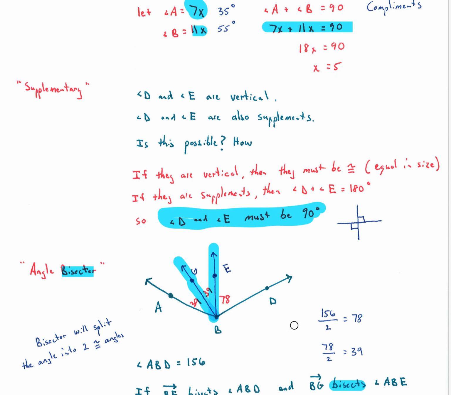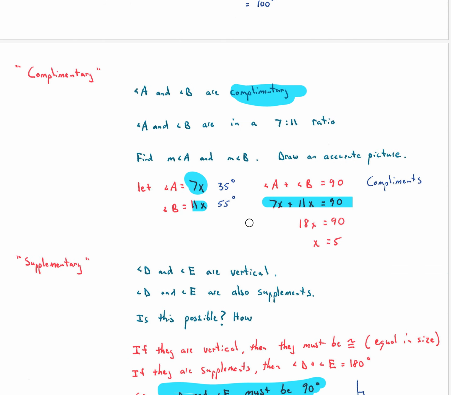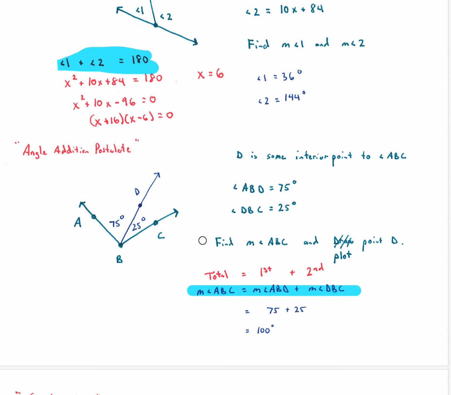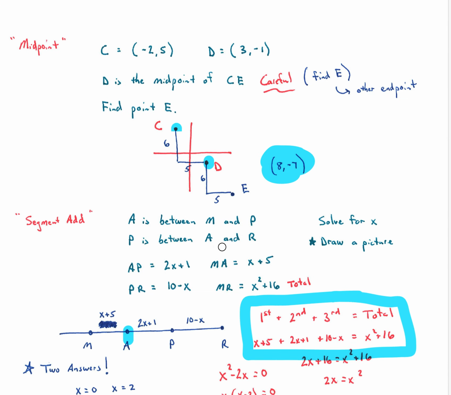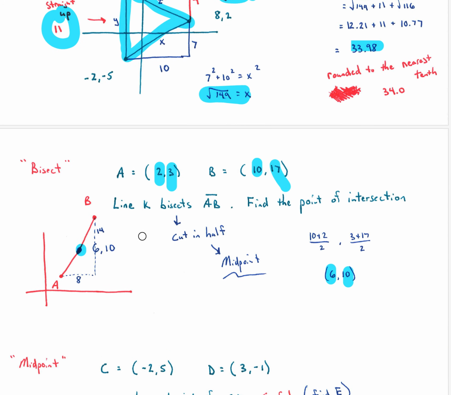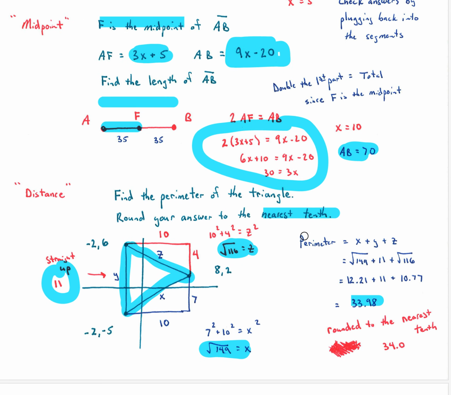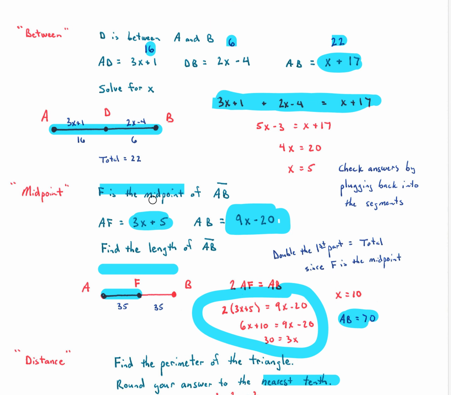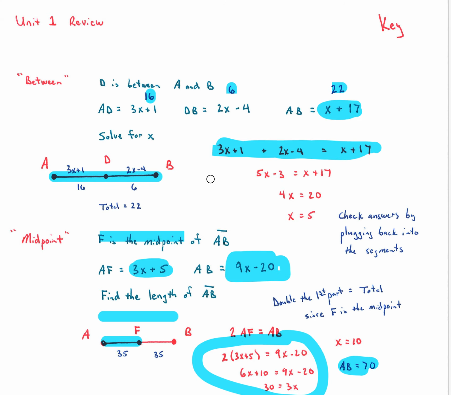So bisectors, angles, supplements, vertical, linear pair, complement, angle addition, segment addition, what it means to be between, what it means to find a midpoint, what it means to bisect, find the distance between things, or find the perimeter of a triangle, midpoint, in between, again, segment addition. But all of these things, all of these questions are guaranteed to be on the test and worth reviewing.